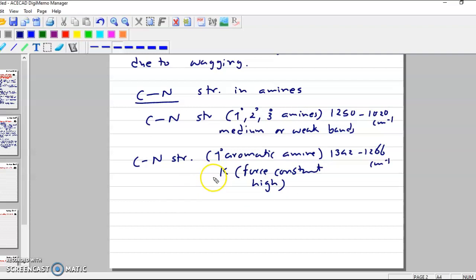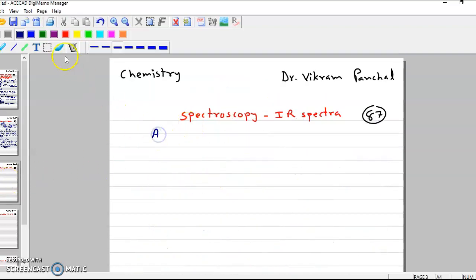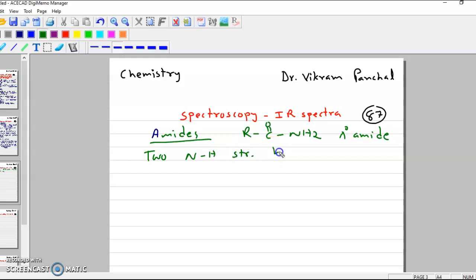Now we will see another functional group, amide. Amide has the RCONH2 group, that means there is an NH bond also. This is called primary amide. So here you will observe two NH stretching bands, depending on the preparation of the sample.